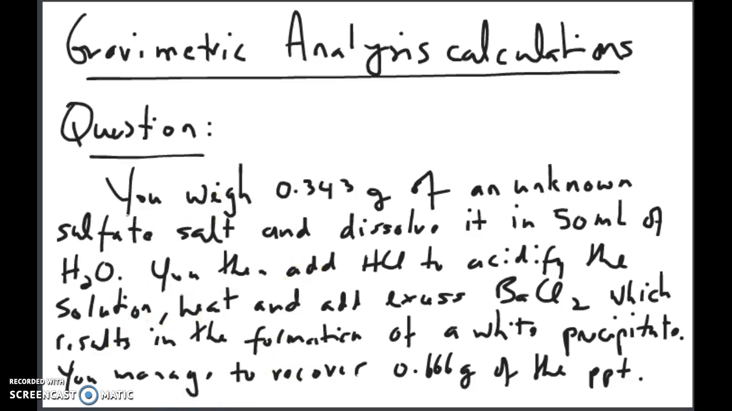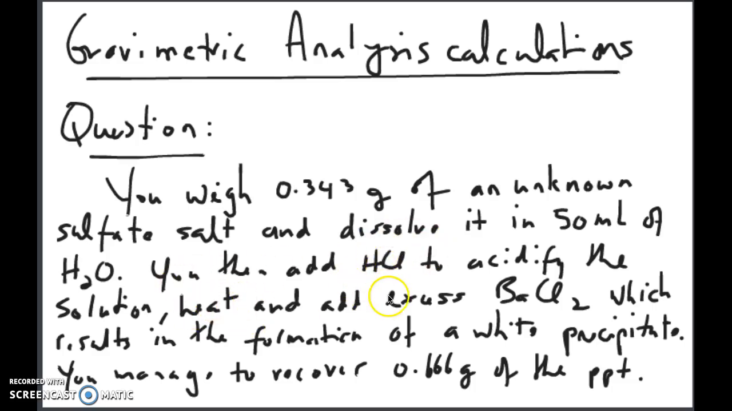So you remember that the experiment requires you to weigh an unknown sulfate salt, and in this case you weigh that unknown sulfate salt to be 0.343 grams, and then remember that you carry out a reaction to precipitate the sulfate part of that unknown sulfate salt. And so you dissolve it, in this case in 50 milliliters of water, you add HCl to help it form the crystals. Remember, the HCl is not a reactant.